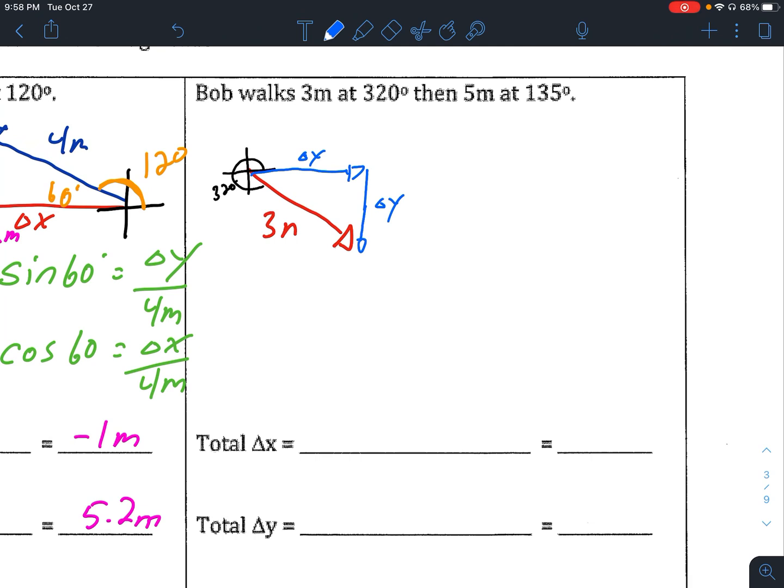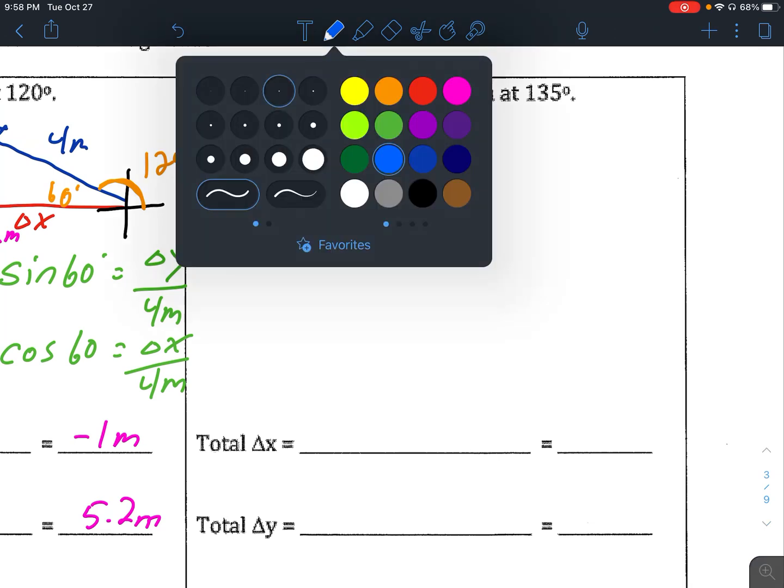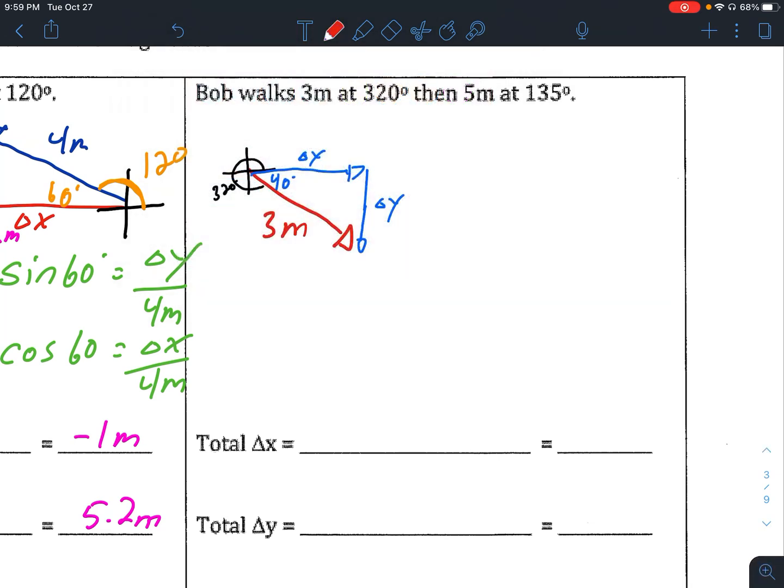I need to know what my interior angle is for this triangle. So if I know the full circle is 360, and then I have kind of outside my triangle is 320, the inside angle there is going to be 40 to make my full circle. So then my other vector component is 5 meters at 135, which is about, say, that.